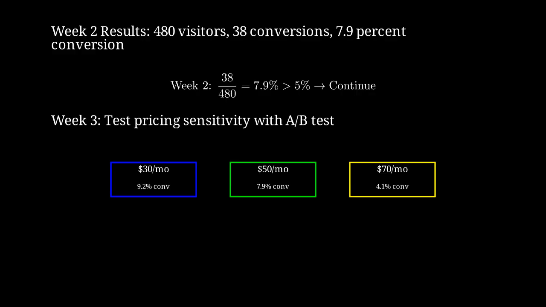Results. $30 per month gets 9.2% conversion. $50 gets 7.9%. $70 gets 4.1%. Revenue optimization calculation. 30 times 0.092 times n is less than 50 times 0.079 times n. The $50 price point generates 31% more revenue despite lower conversion.